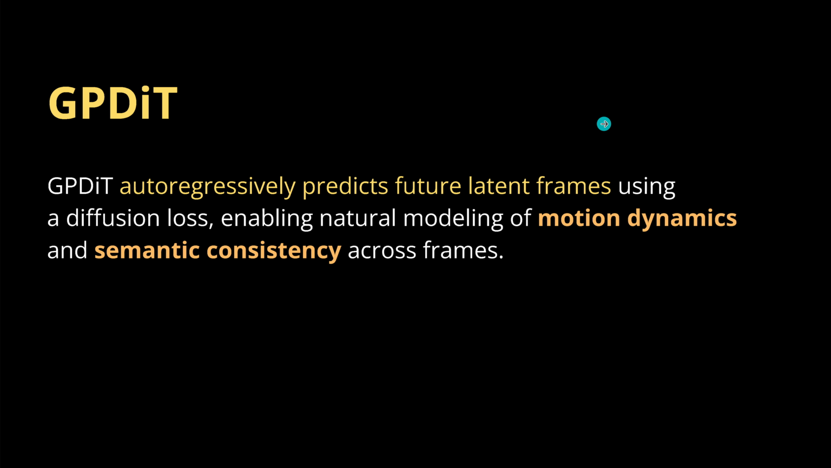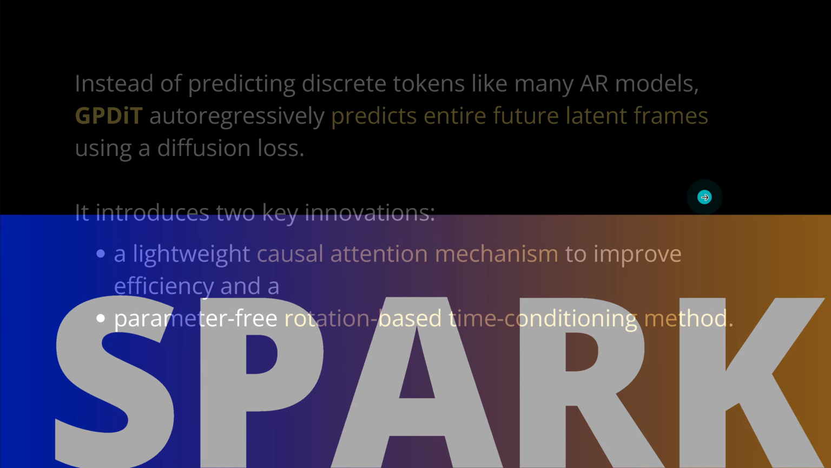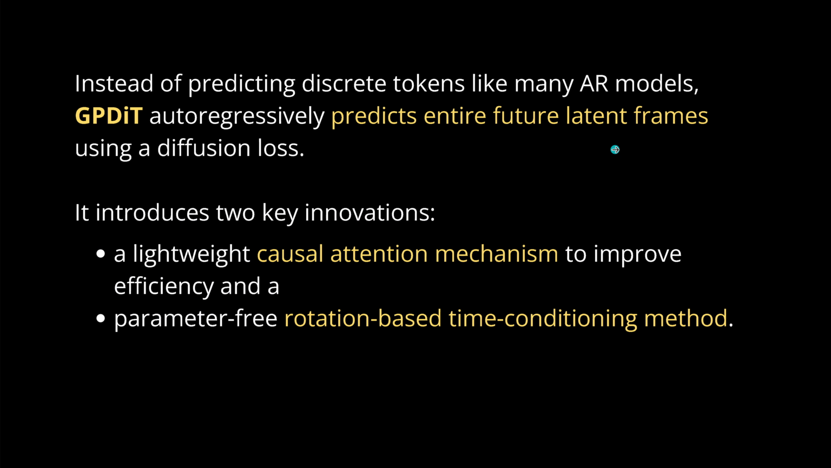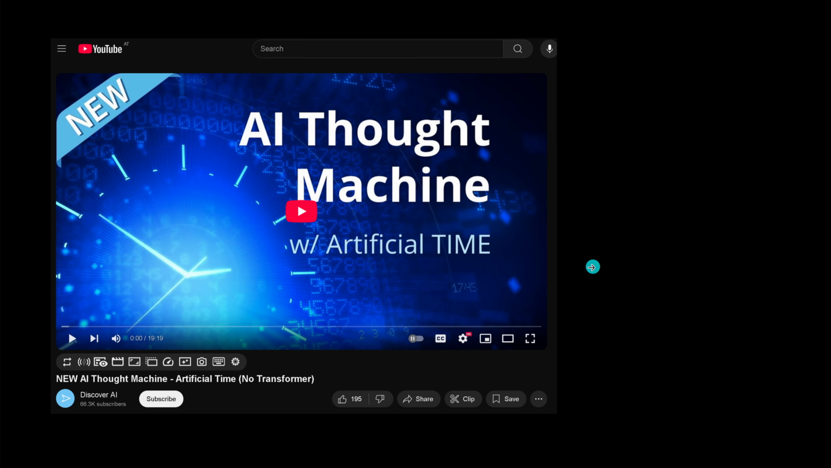So now, the main idea, if you want to remember one sentence, this is it. GPDiT autoregressively predicts future latent frames using the diffusion loss, enabling a natural modeling of the motion dynamics and of the semantic consistency across all the frames. You want to see the spark of genius that we had? Yes! As I told you, a new causal attention mechanism and a new time conditioning methodology is all we need. And yes, in my last video we were talking about artificial time, and what a coincidence that time is now so important in the dynamics also of video generation.